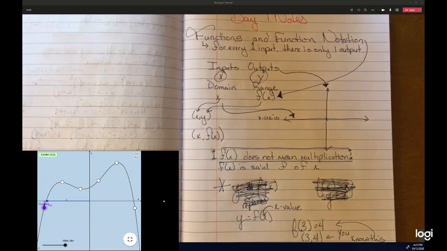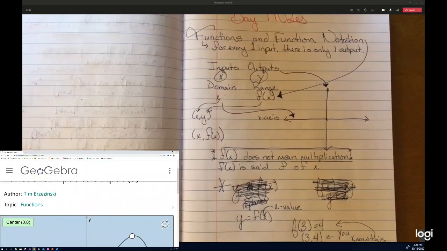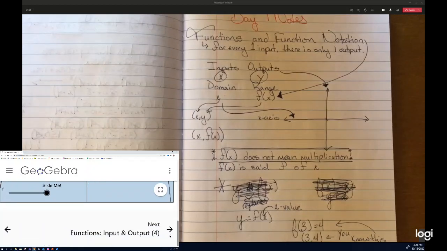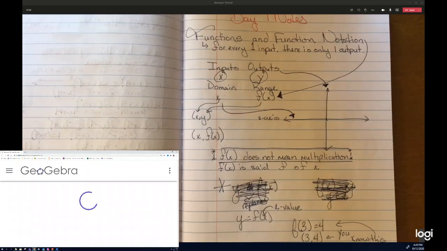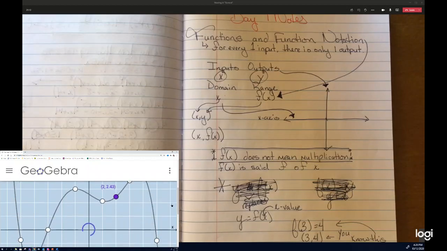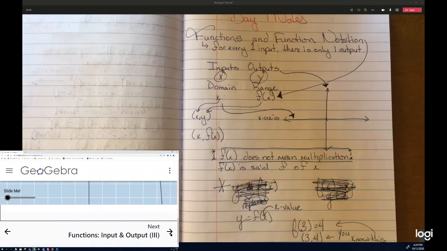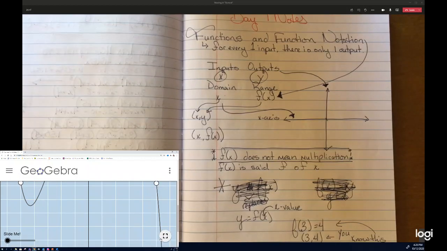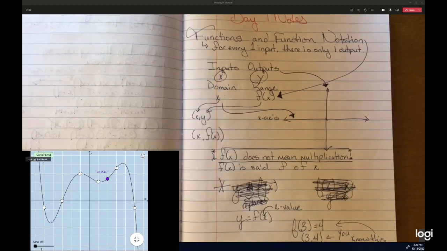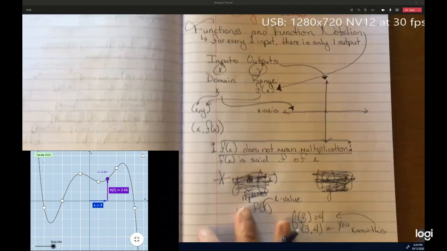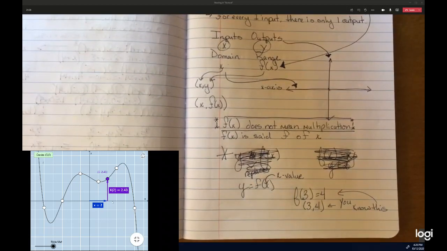Okay. Now, let's go back to here and go to next. There's that train. It's reliably there. Let's go to full screen again. Here's another example. Slide me. Okay. X. Oh, here we go. Now they've done it. F of 2 equals 2.43. F of x equals y. F of 2 equals 2.43. All right? That's how we write function notation.